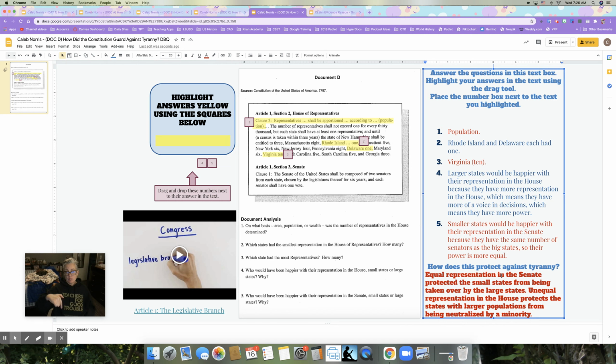And in the space down below of this discussion thread, I'd like you to copy that answer for number 6 that doesn't exist on your actual document. So how does this protect against tyranny? Equal representation in the Senate protected the small states from being taken over by the large states. Unequal representation in the House protects the states with larger populations from being neutralized by a minority, having their voice taken away by a minority, having their power taken away. So go ahead and stop this video. That's where we will end for document D, and type that last piece down below in the discussion thread.